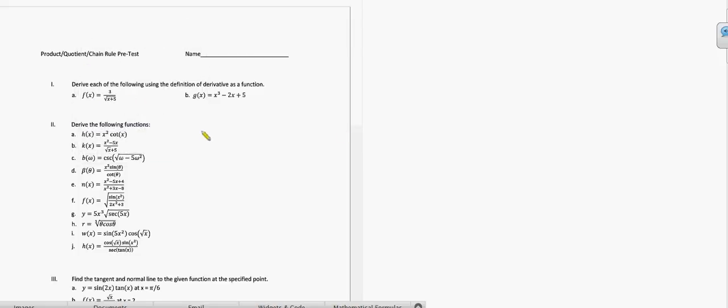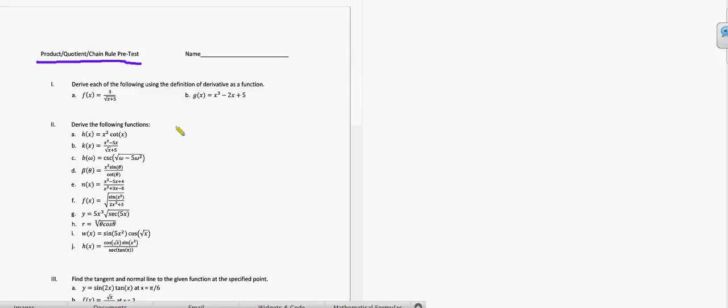Alright, this is just a review of product, quotient, and chain rule, as you can see from the title here. We're going to go through some of this stuff. This is like a little fake quiz kind of thing. This is all the stuff that you should be able to do with derivatives by now. So number one, we're going to derive each of these using the definition of derivative as a function.